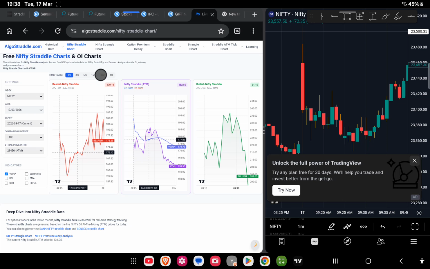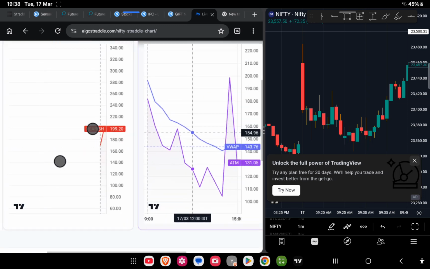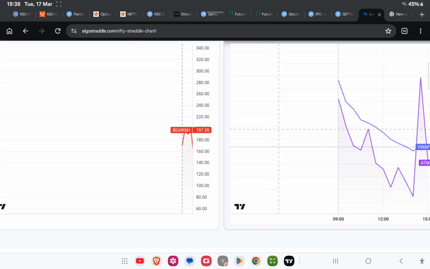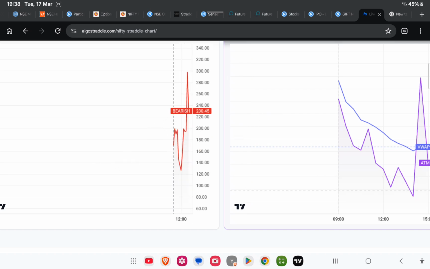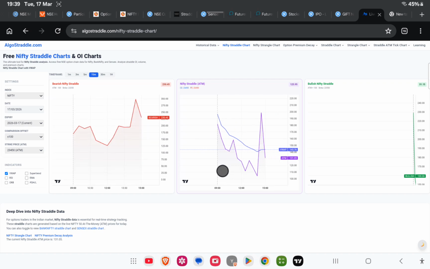Now let's check that in the 15 minutes, whether it was a profitable trade or a loss-making trade. Sorry, I'll just close this part because my screen is too small to concentrate. Now we will see, this is Nifty straddle, right? So this is today's market. Let me bring it up.